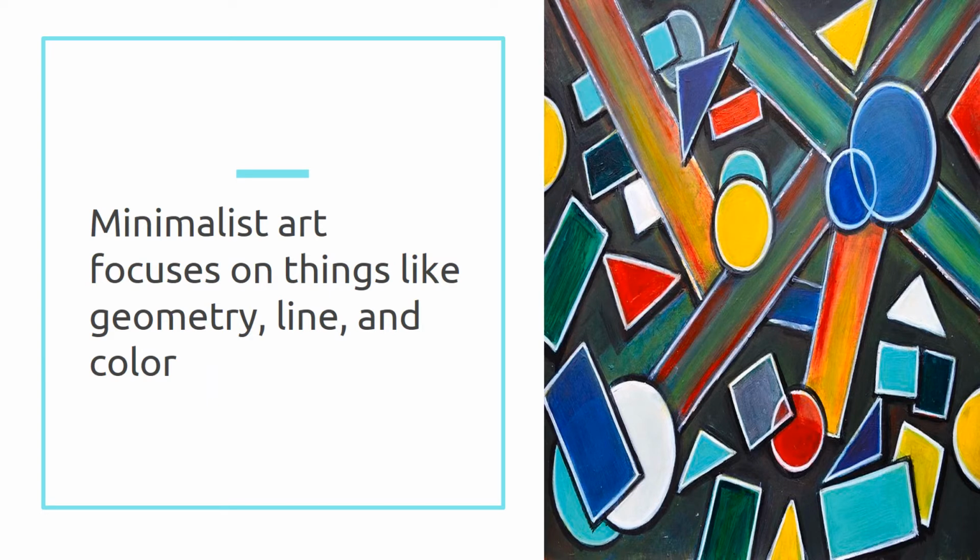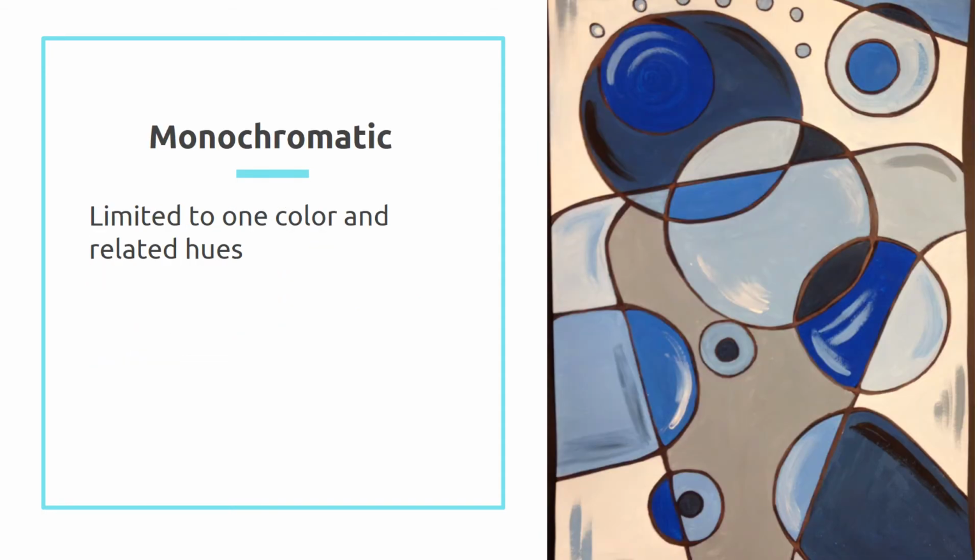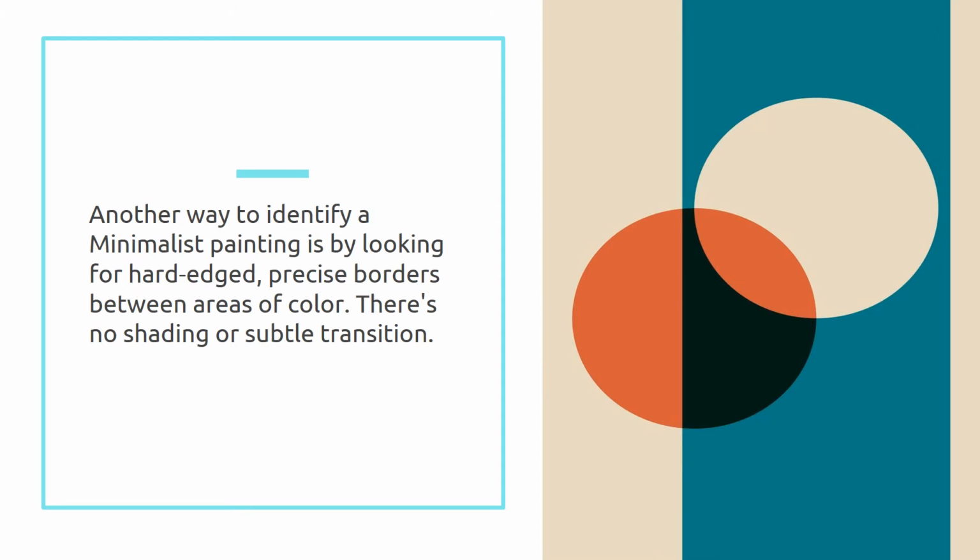Minimalist art focuses on things like geometry, line, and color. Early works tended to be monochromatic, limited to one color and related hues. Another way to identify a minimalist painting is by looking for hard edges, precise borders between areas of color. There's no shading or subtle transition.